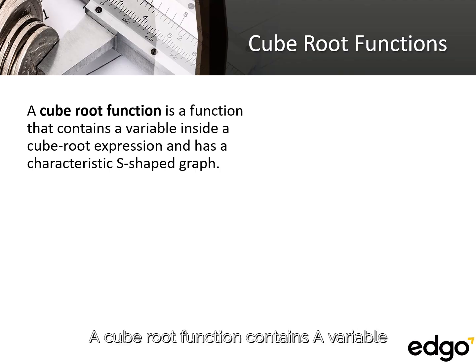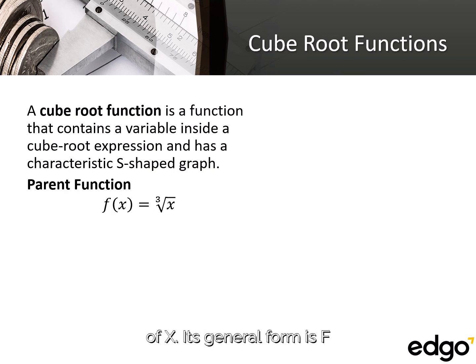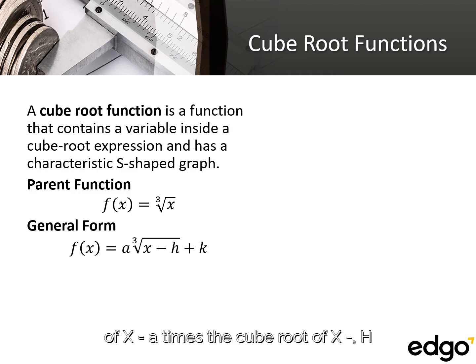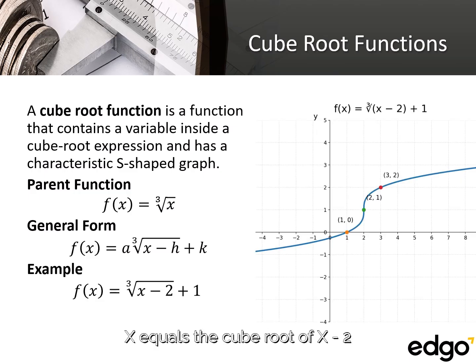Finally, we have the cube root function. A cube root function contains a variable inside a cube root expression. Its parent function is f of x equals the cube root of x. Its general form is f of x equals a times the cube root of x minus h, plus k. For example, f of x equals the cube root of x minus 2, plus 1.